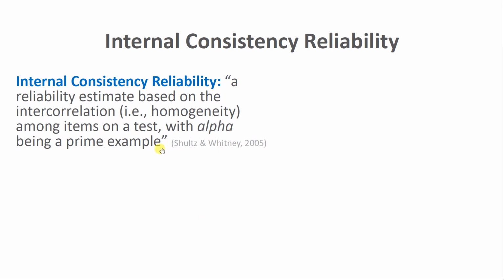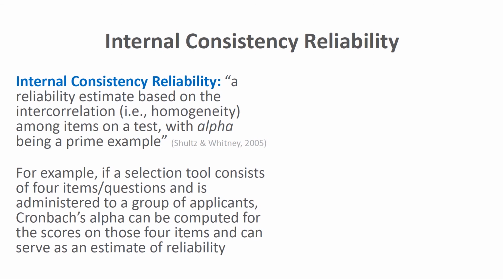So there's a couple important things about this definition. First, note that it is a reliability estimate based on the intercorrelation among items on a test, where in our case, we're focusing on a test as being a selection tool. And intercorrelation just simply means the different correlations between unique items or questions on a test, okay? And alpha refers to Cronbach's alpha, which is something we'll return to a little bit later on.